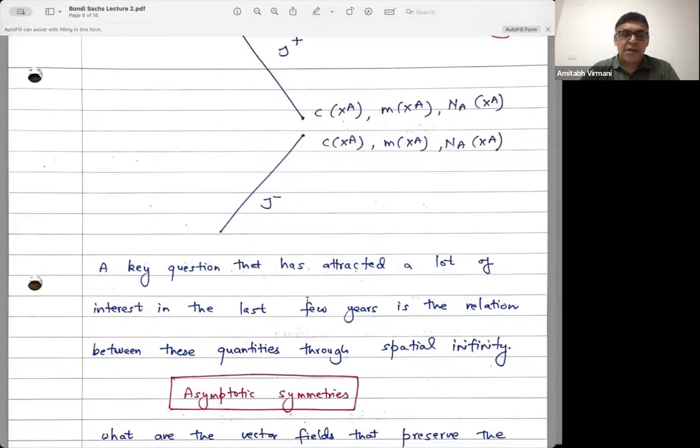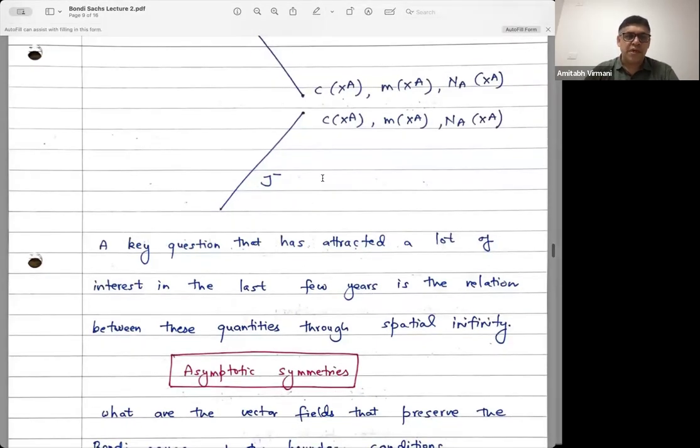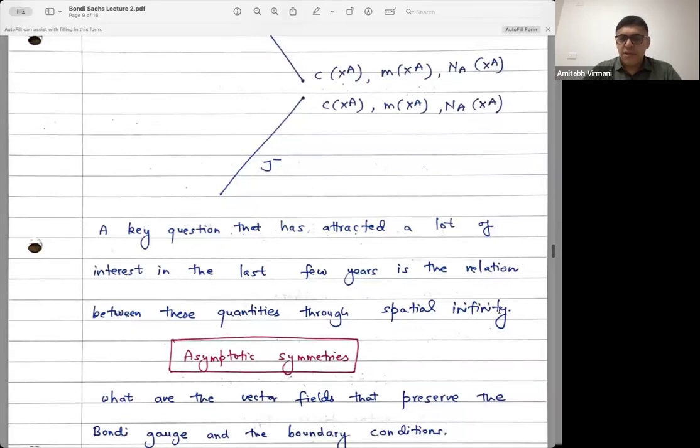So a key question that has attracted a lot of interest in the last 10 years is the relation between these quantities. What is the relation between the C function at the future of the past null infinity, to the C function at the past of the future null infinity? The relation between the C function at this point to the C function at this point, the mass functions and so on. Okay, so this relation has been explored through spatial infinity, and many papers have come out on this subject. Okay, so now this is all I wanted to say about the boundary conditions in the u direction.